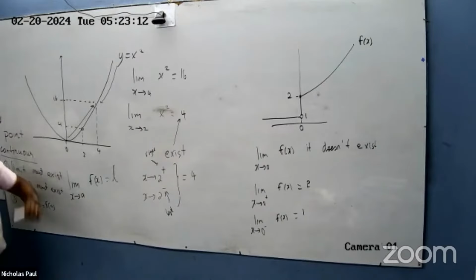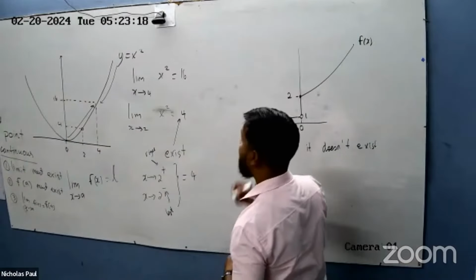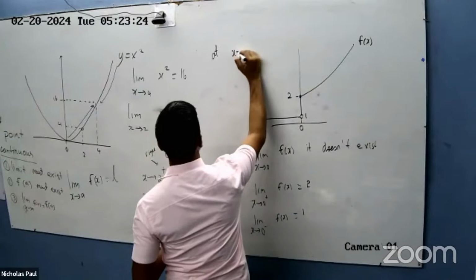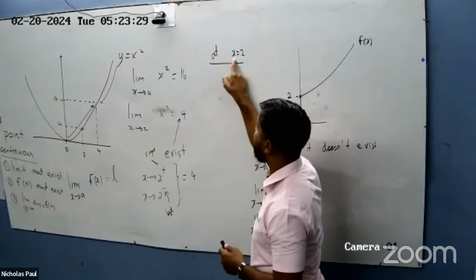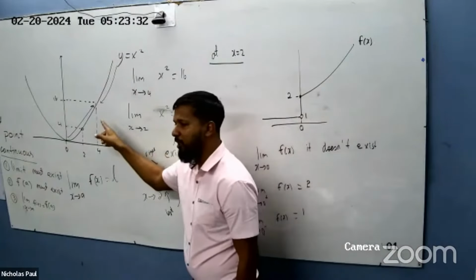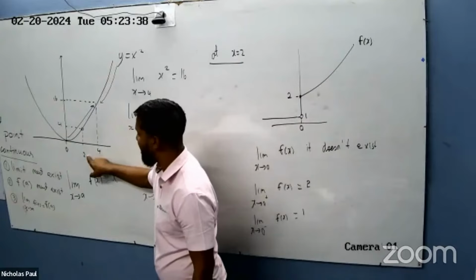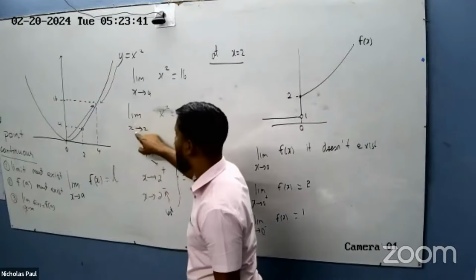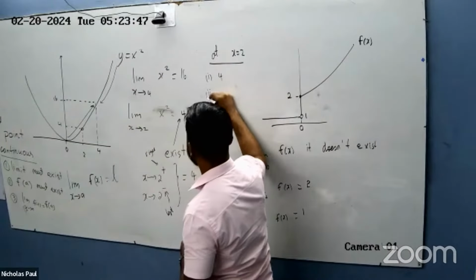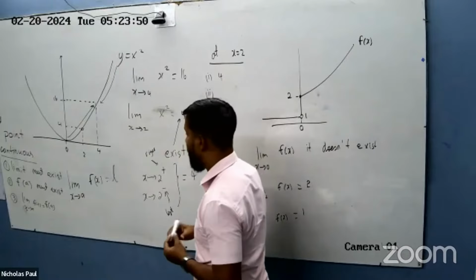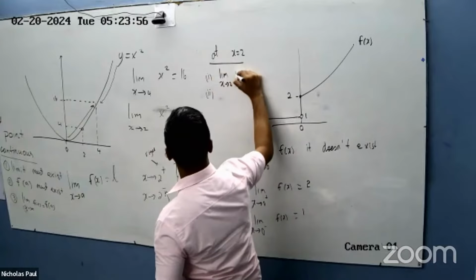Okay, so let's check out right here. Let's check out this here. Let's check out at x equal to 2. Is this function continuous? Right? So let's start with number 1. Does the limit exist at x equal to 2? Yes. When x approaches 2, the limit is 4. So part 1, the answer is 4. Okay with that? So the limit as x approaches 2 of x squared.